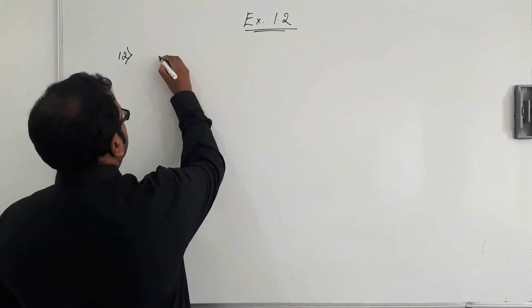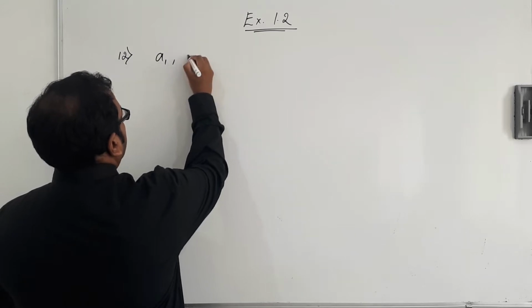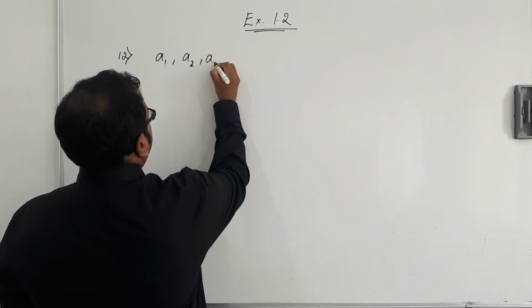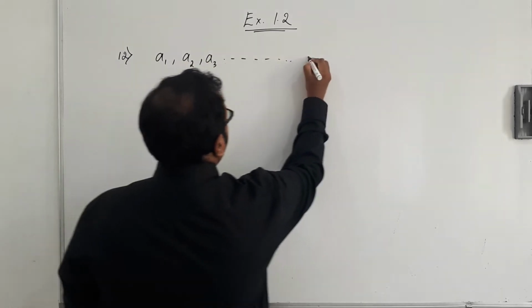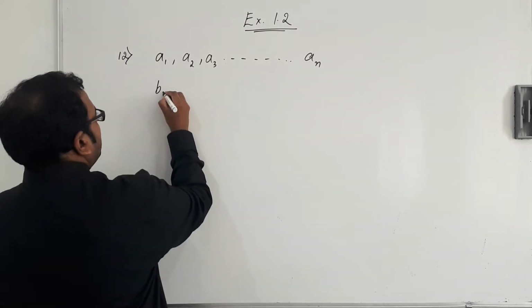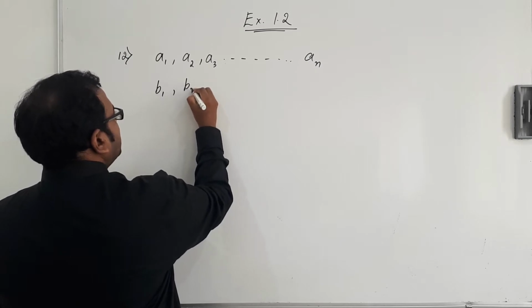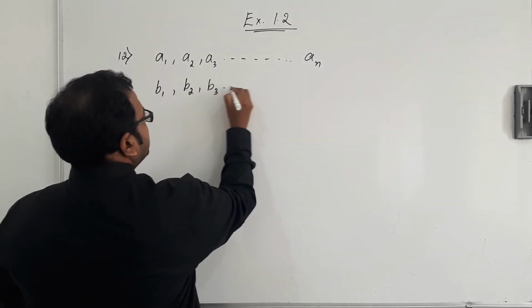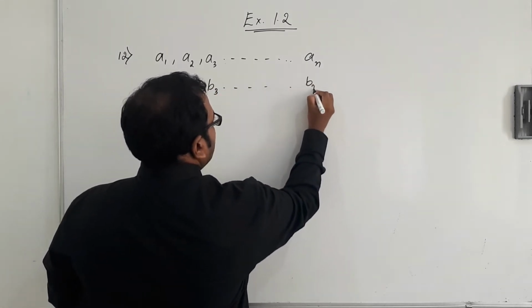Suppose the first AP is A1, A2, A3 and so on till An. The second AP will be different. It will have different elements. We will call them B1, B2, B3, and so on till Bn.